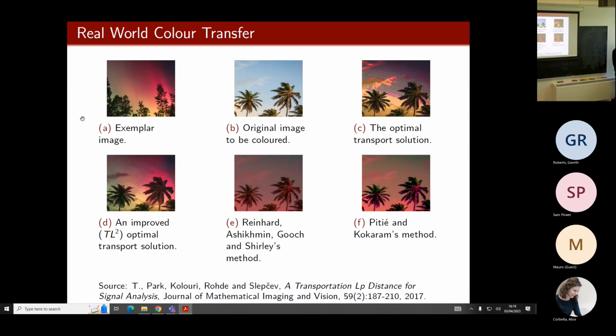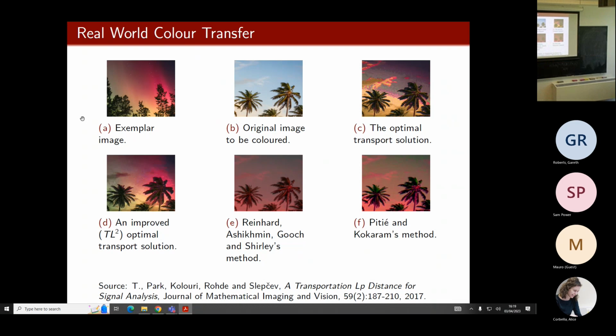Maybe for later. So there is a way. This is the problem of color transfer. The idea is you have an image and you want to transfer the palette of another image to it. If you just do this with optimal transport, maybe done how you said, with RGB channels separately, you don't get too good a solution anyway.